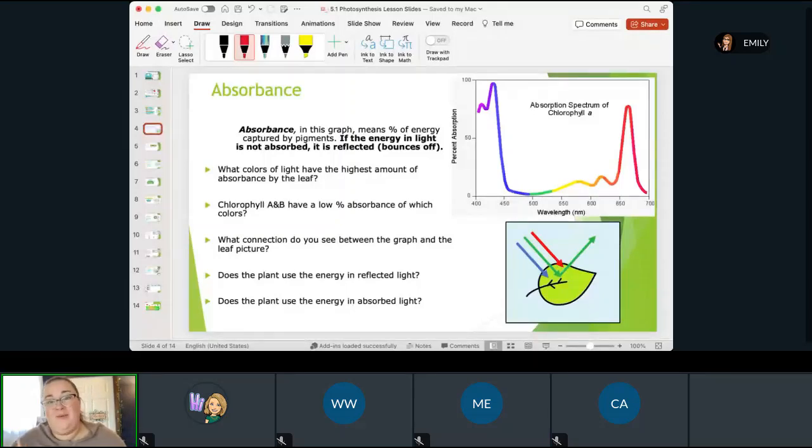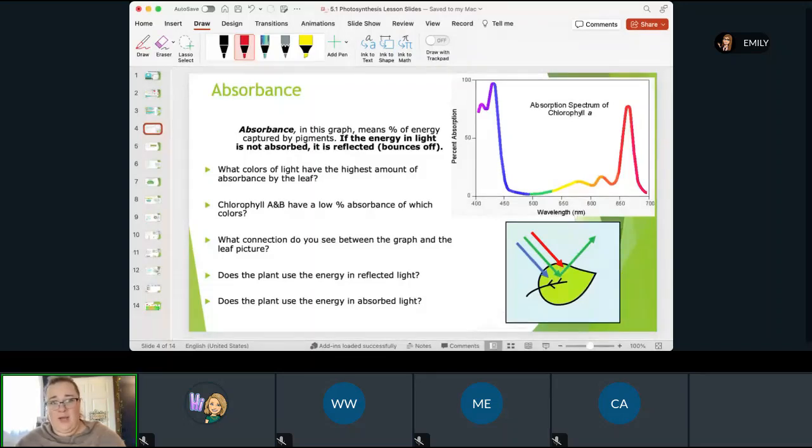So let's talk about absorbance really quick. This is really just practicing with another graph right here, okay? I want to remind you, you have little zoom buttons on your screen, so you can zoom in on this graph if it's not big enough for you, okay? So looking at this graph, okay, absorbance is what's shown. So it means that the percent of energy that's captured by the pigments is what we are seeing on this chart.